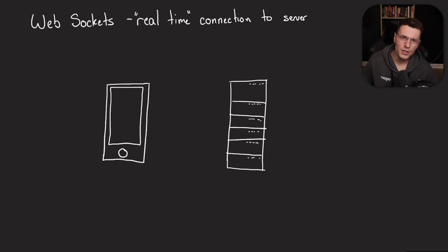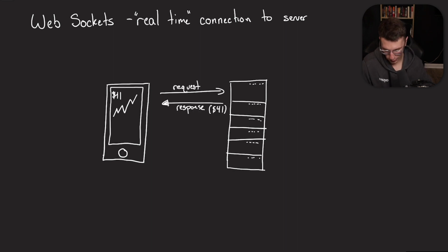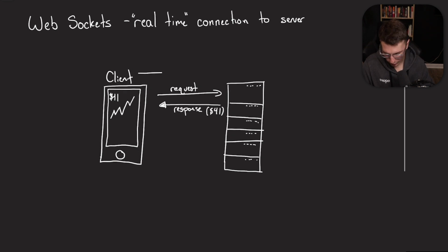So the WebSocket you could think of as a real-time connection to some sort of data, maybe in a server or something like that. So let's say you wanted to get the stock prices of a specific stock from some sort of exchange. Normally you'd do a request and get a response that tells you it's $41 right now. But for a normal request and response, the client device is the one that has to first send out that request in order to get any information back.